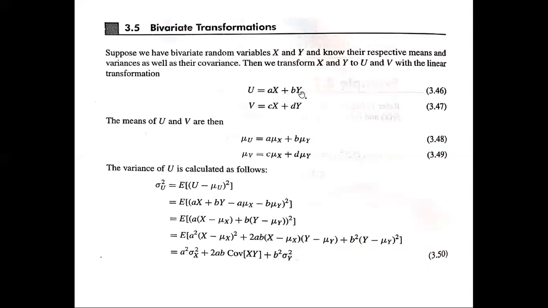where u is equal to ax plus by. So with u equal to ax plus by, the mean will be mu u is equal to a mu x plus b mu y, and the variance sigma u squared will be equal to a squared sigma x squared plus 2ab covariance xy plus b squared sigma y squared.